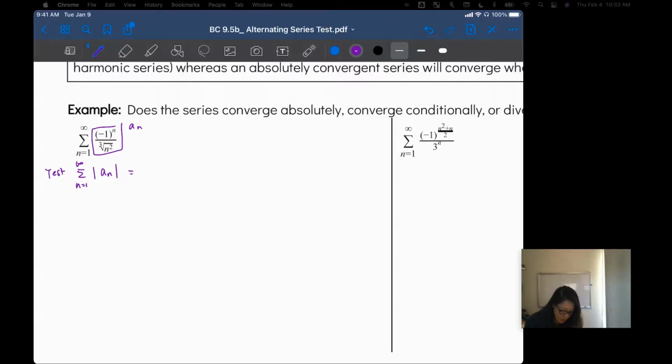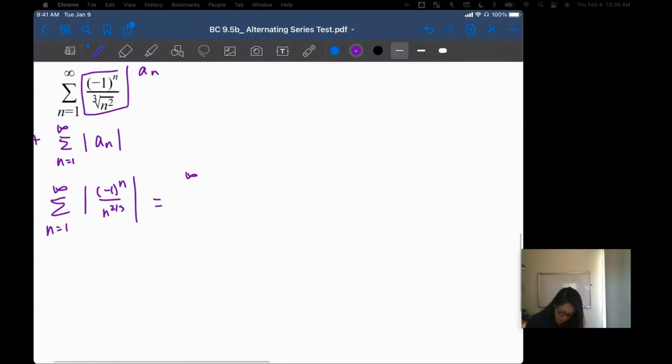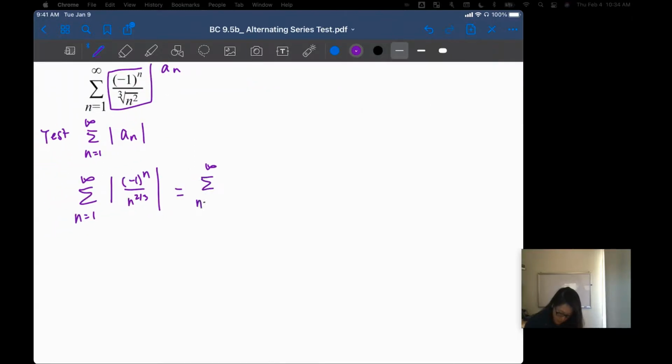We have the sum as n goes from 1 to infinity of, okay, so the negative is going to become a positive always if it's the absolute value. Let's just do the absolute value of -1 to the n power over n to the 2/3. So I get the sum from n equals 1 to infinity of that, where the negative is going to become positive, and I just have n to the 2/3.